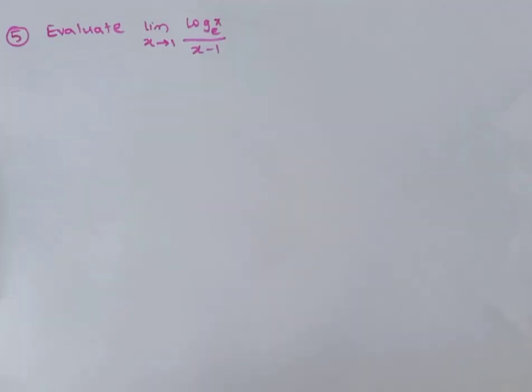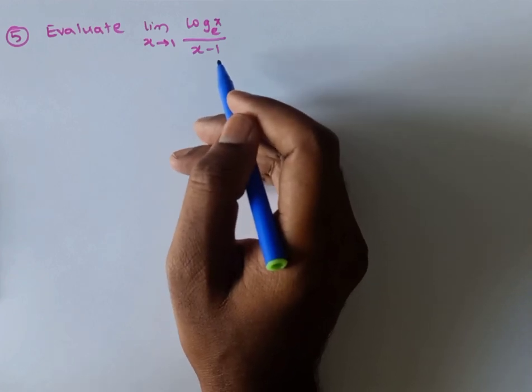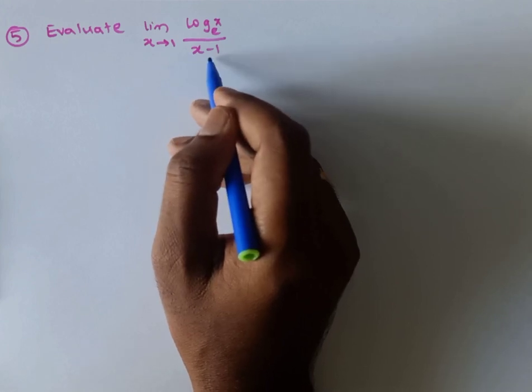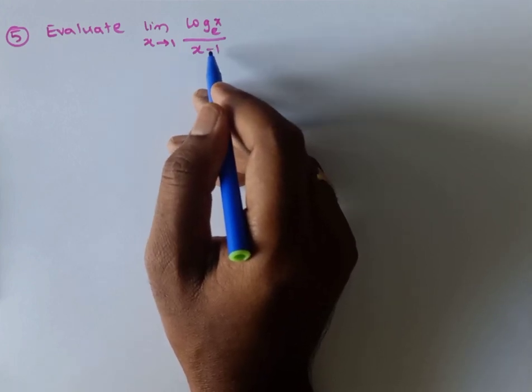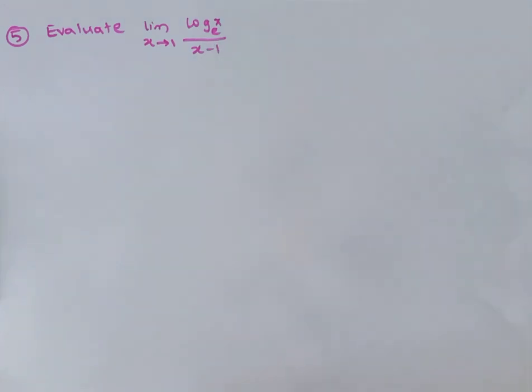So problem number 5. Evaluate limit x tends to 1 of log x to the base e divided by x minus 1. Now recall, if we apply the direct limit, then it is 1 minus 1, so 0 in the denominator, 0 by 0, so it may be an indeterminate form, so we need to apply a formula or create a common factor. Now in the numerator it is a logarithmic function, so we don't know how to express that in a factorized form, right? Now is there any formula which is related to this?